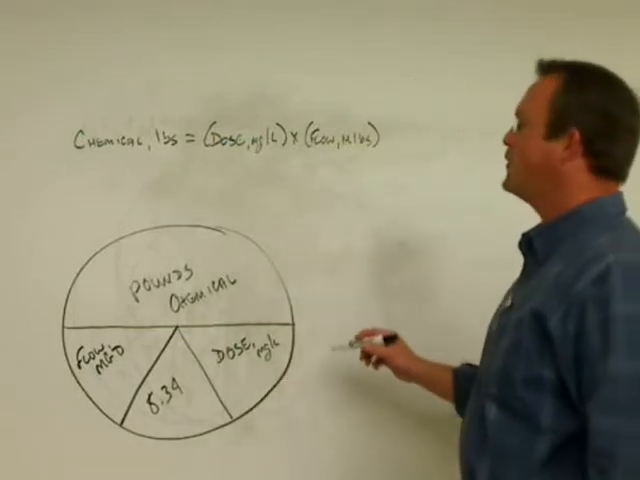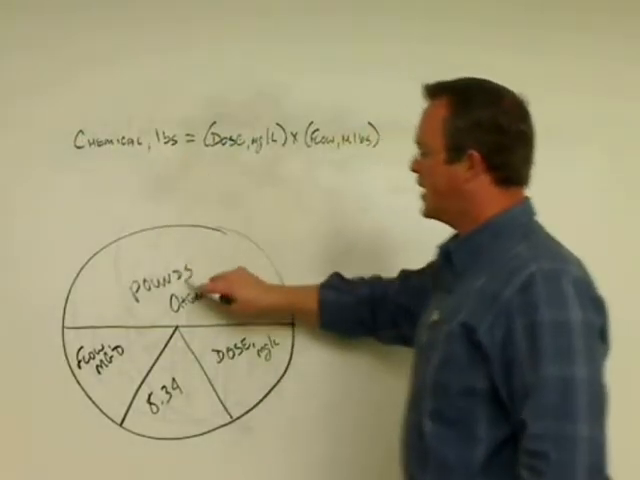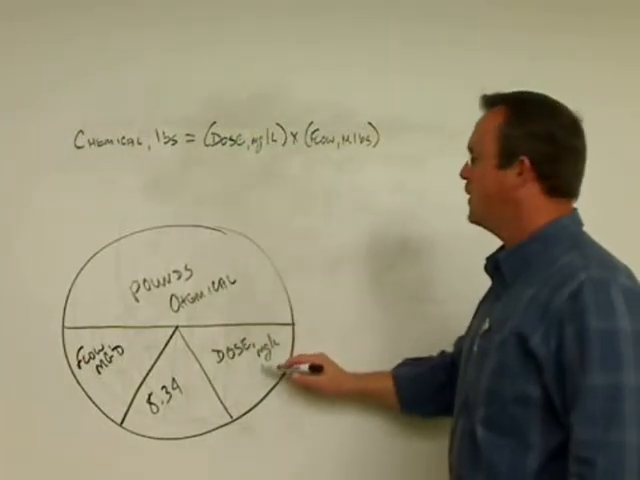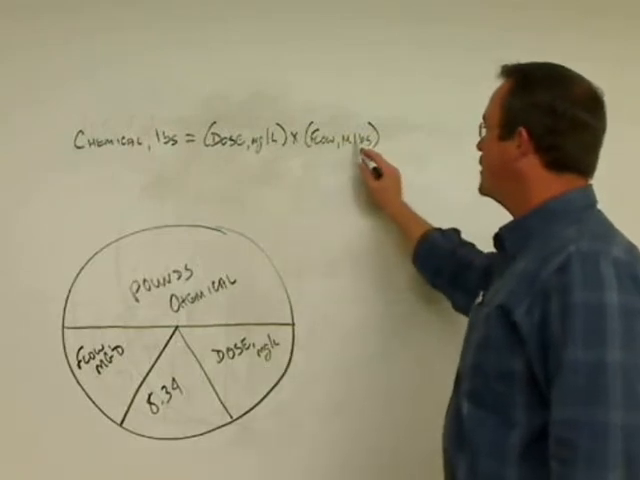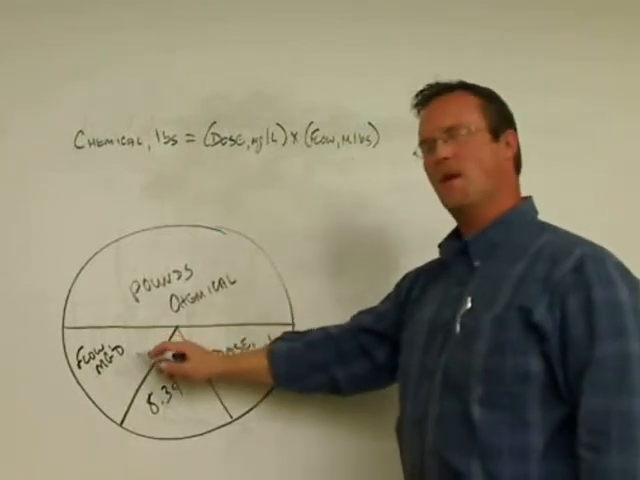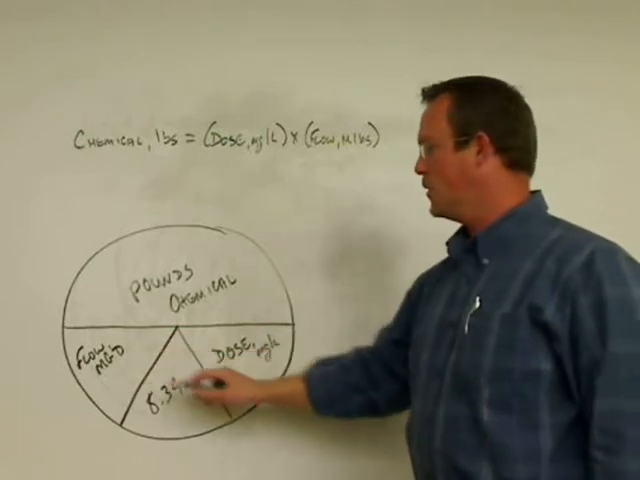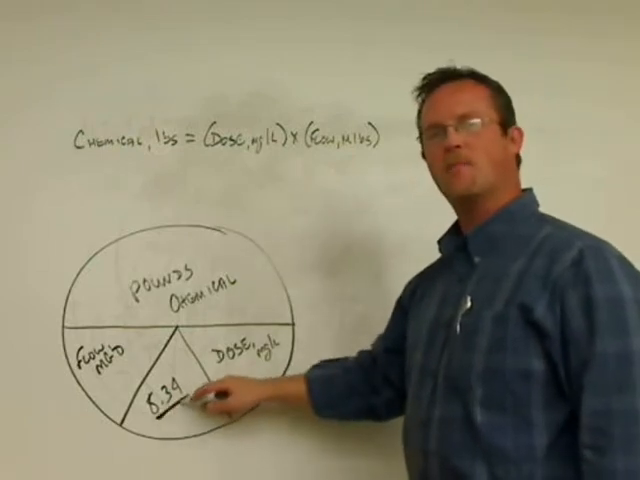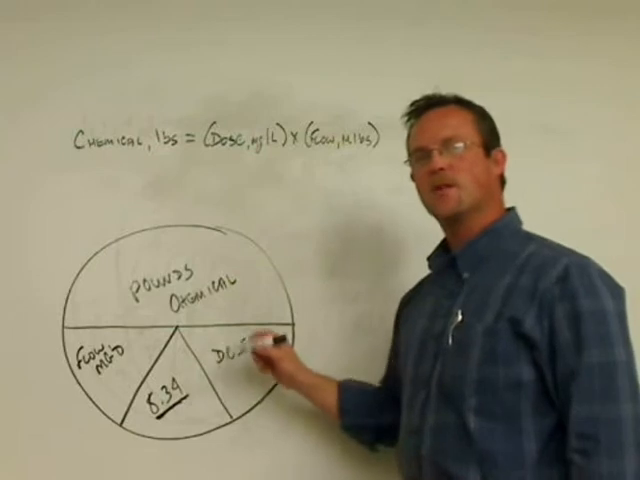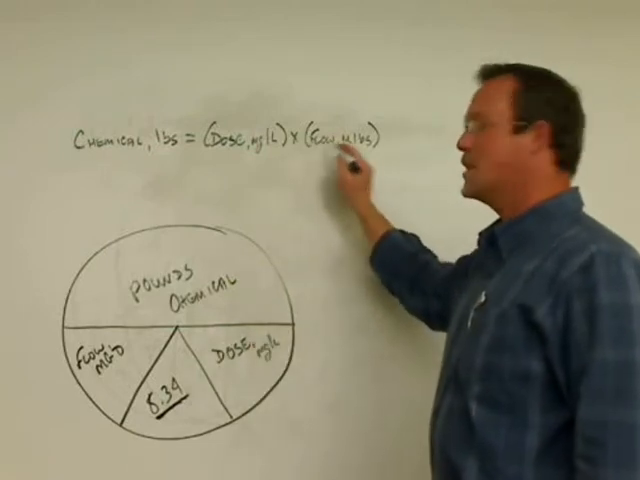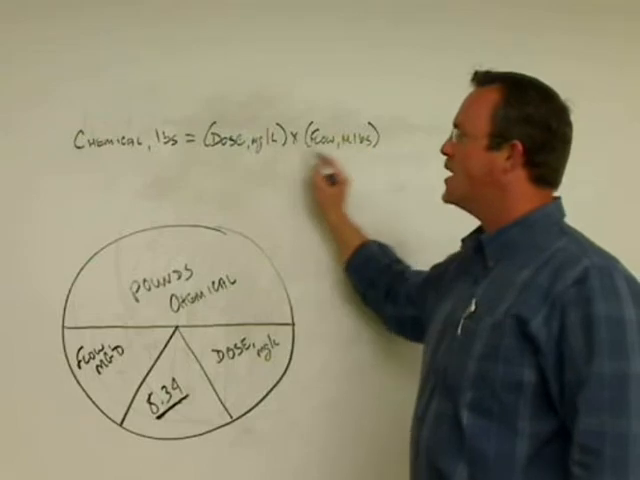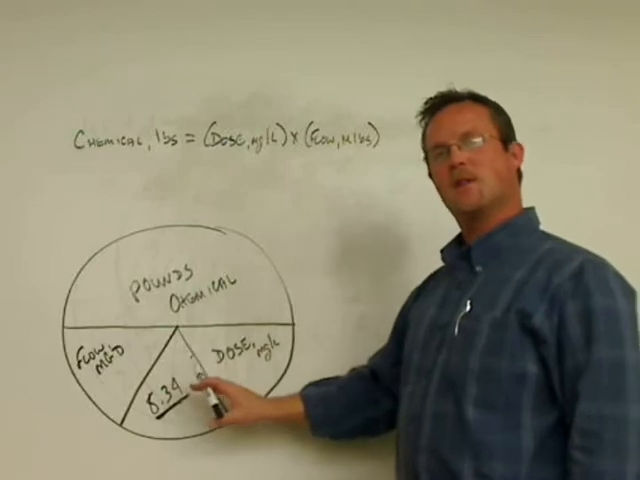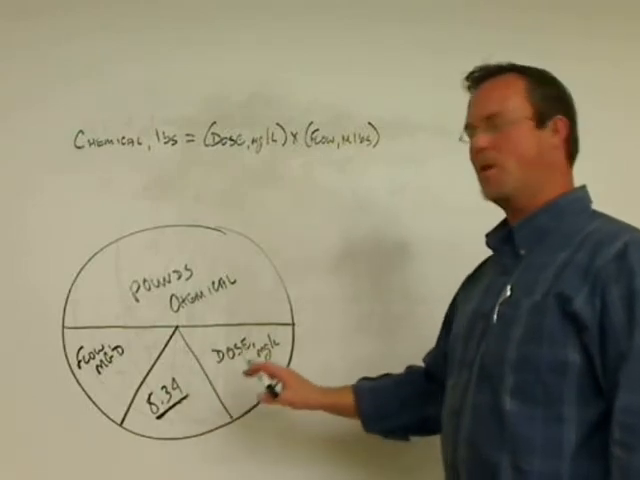Now here's what I want to point out. I've got my chemical in pounds and I've got my chemical in pounds. I've got my dose in milligrams per liter and I have my dose in milligrams per liter. I have my flow in million gallons per day. The one thing that you do not see in the algebraic formula is this given factor of 8.34. It is the same thing as your flow times 8.34. A lot of people make a mistake with this formula because they forget to factor in the 8.34. This is why the pie chart is so helpful, because you cannot forget to use the 8.34.